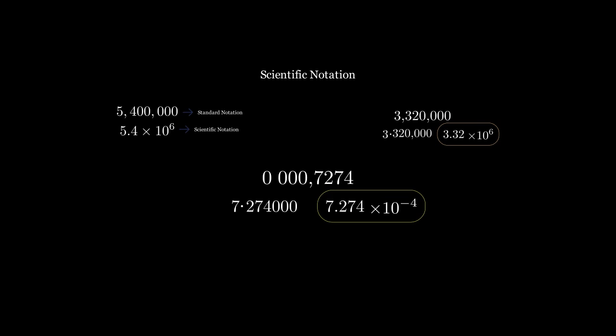The next step is to multiply this number by 10 raised to the power of the number of places the decimal point was moved. In this case, the decimal point was moved 4 places to the right, so the number is multiplied by 10 to the power of -4. So this number in standard notation is equal to 7.274 times 10 to the power of -4 in scientific notation. Now this was the conversion from standard notation to scientific notation. Let's see how we can convert a number from scientific notation to standard notation.